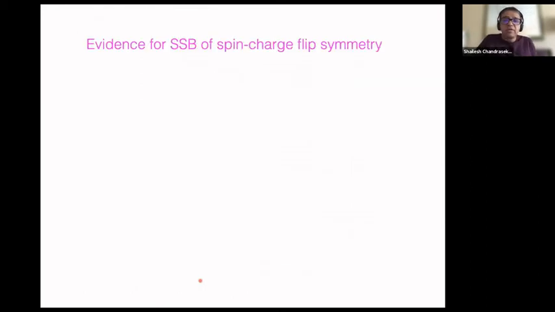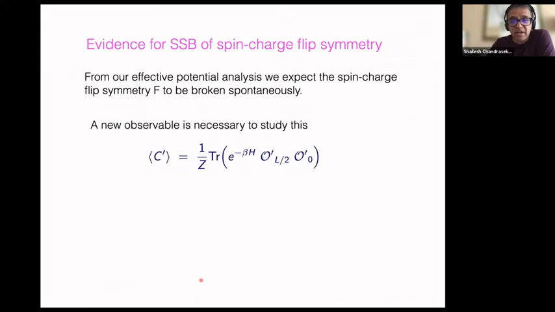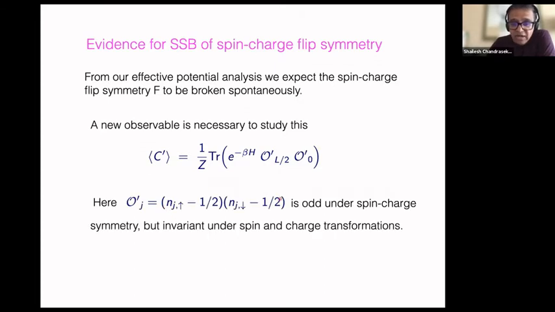So I also want to give you a sense of the spin charge flip symmetry being spontaneously broken. To do that, we have looked at an order parameter that is invariant under spin and charge, but is odd under the spin charge flip symmetry, right? And so we can again look at a correlation function of that order parameter, and that is naturally the Hubbard coupling, right? So we can actually add the Hubbard coupling in our model and actually study the Hubbard transition also.